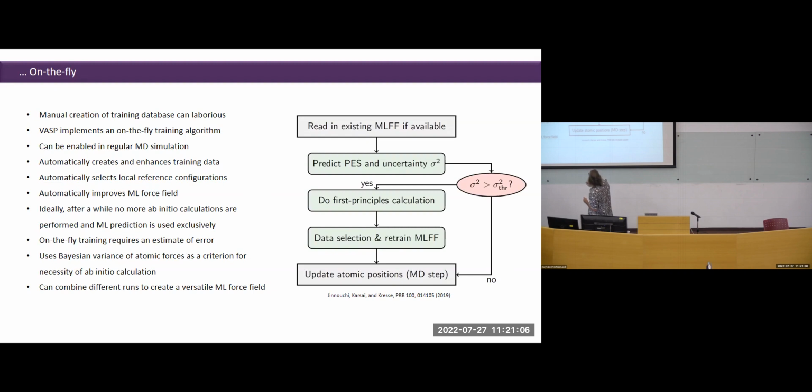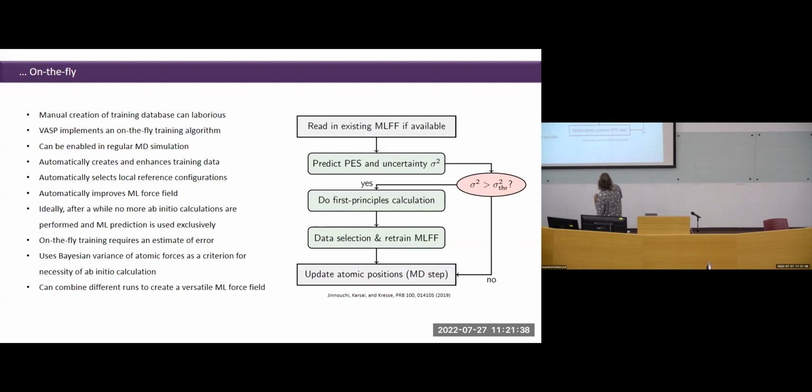And from this first principle calculation, we then select reference configurations. So basically, we look at the atoms where the prediction in the forces was the worst, above a certain threshold, and those we will add to our reference configurations. And the structure for which we have performed this ab initio calculation is added to the set of training structures. So our set of reference configurations grows this way, and our set of training structures grows this way during an MD.